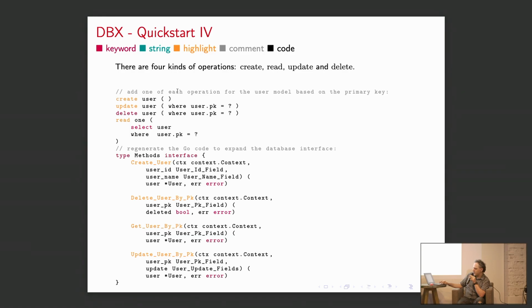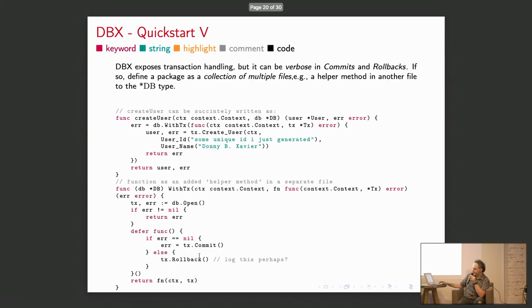There are 4 kinds of operations, which are the classic basic create, read, update, and delete, and this is the way to do that in DBX. So you can add one of each operation for the user model based on the primary key, and here is an example of how to do that. So you create, update, delete, and read, and the way you express them is through the proper syntax. And you can regenerate the Go code to expand the database interfaces. So here are the interface invocations, and so you can create a user, delete the user by primary key, get the user by primary key, and update the user by primary key. So the primary key is always our main hook.